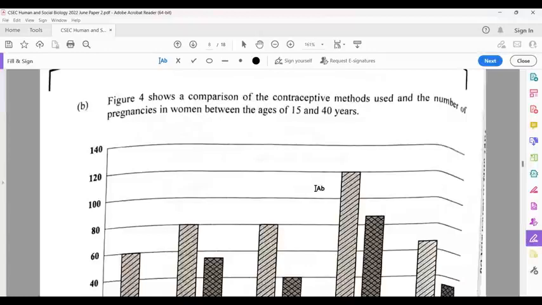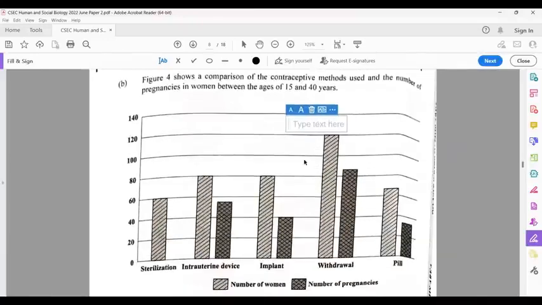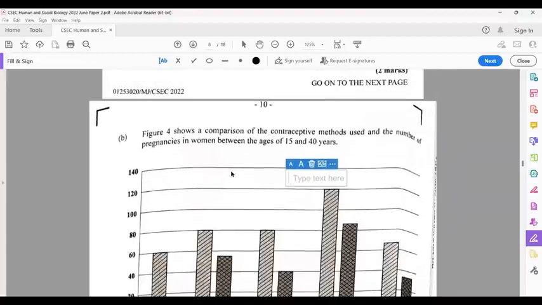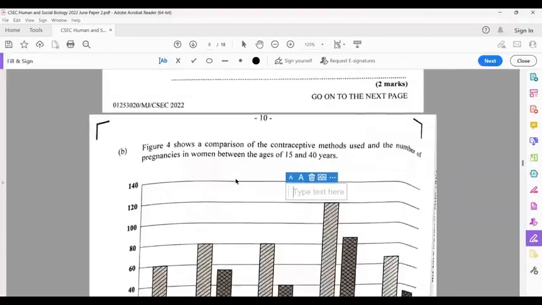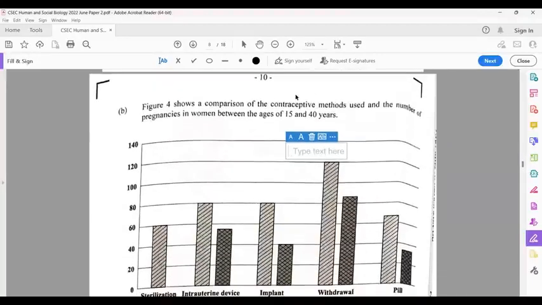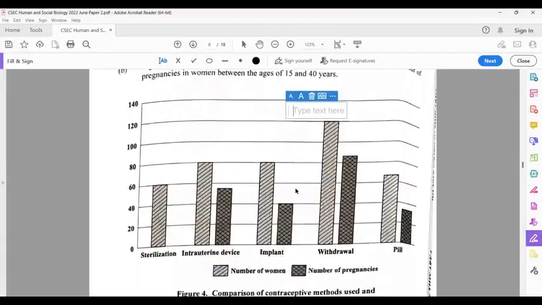Figure 4 shows a comparison of a contraceptive method used and the number of pregnancies in women between the age of 15 and 40, which means they have now veered into reproduction, which is in section B. So they have merged the questions with 2 sections of the syllabus. So section B is now veering into reproduction, particularly the topic of contraceptives.